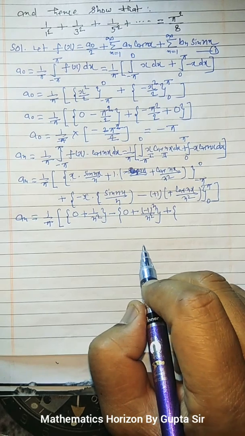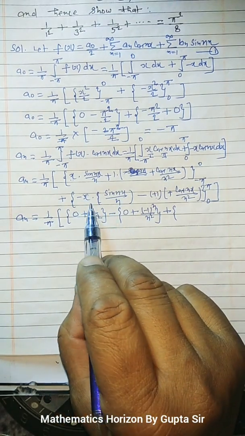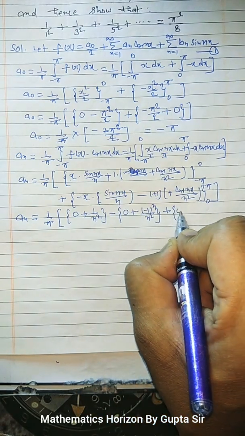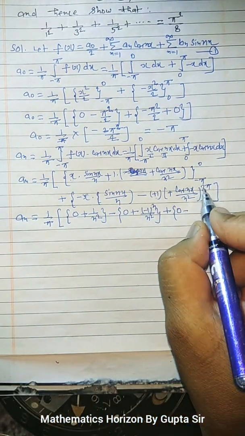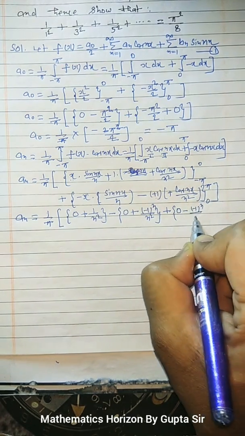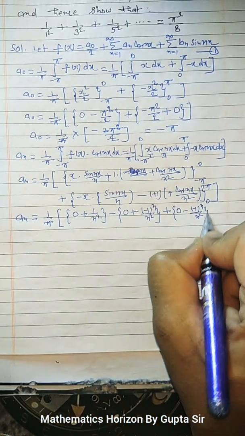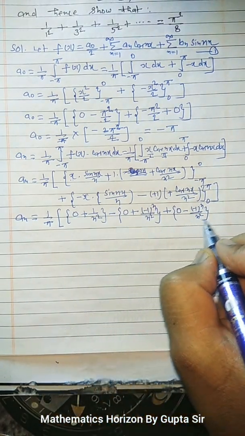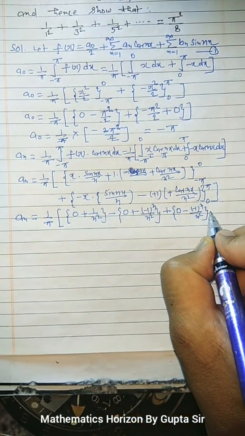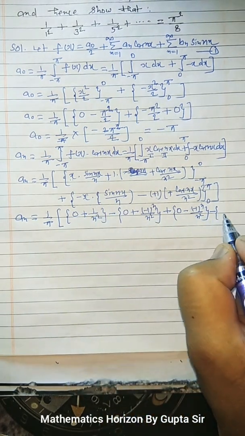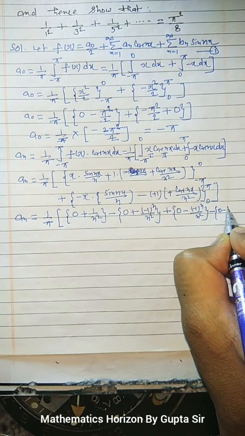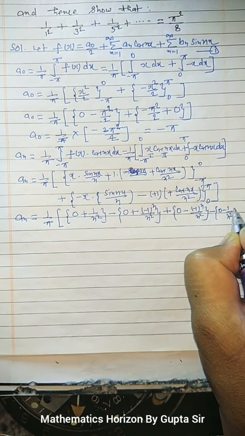Plus, first we apply the upper limit. Here the upper limit is x equal to pi, sin n pi is 0, so this is 0, minus cos n pi, again it is minus 1 to the power n upon n square, minus, when x equal to 0, the lower limit, first term is 0, minus cos 0, which is 1 upon n square.